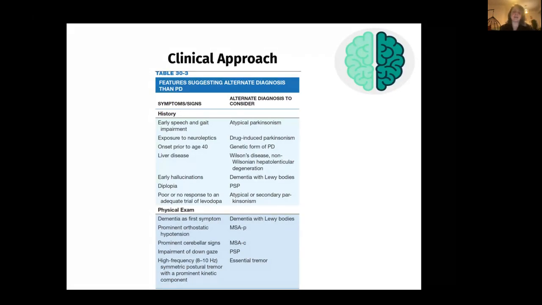And lastly, as I told you, if in physical examination there is orthostatic hypotension, so the lying standing blood pressure has more than 20 millimeters mercury difference, we need to think of MSA, specifically Parkinson's or Parkinsonism subset. If there's cerebellar signs, then we need to consider MSA cerebellar. If there's impairment of down gaze, then PSP. And if there's a high frequency tremor with a prominent kinetic component, then we need to consider essential tremor.